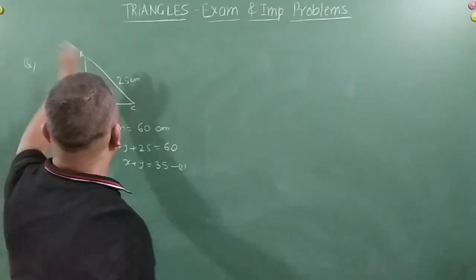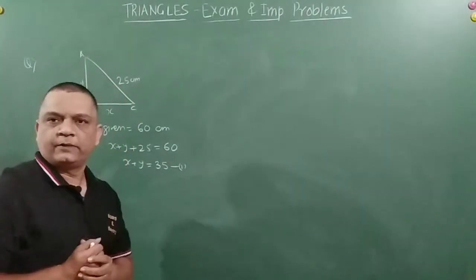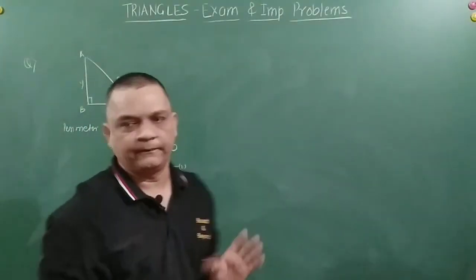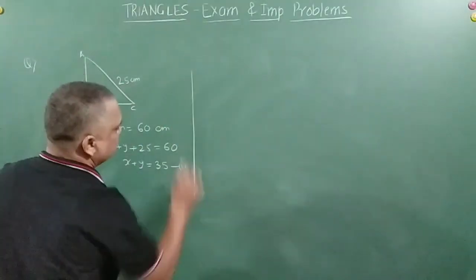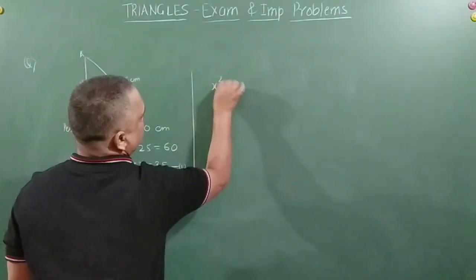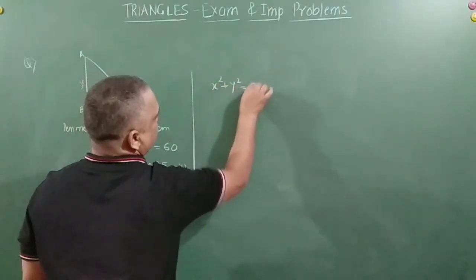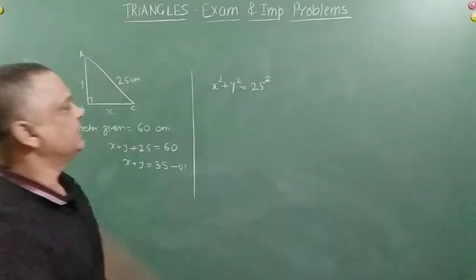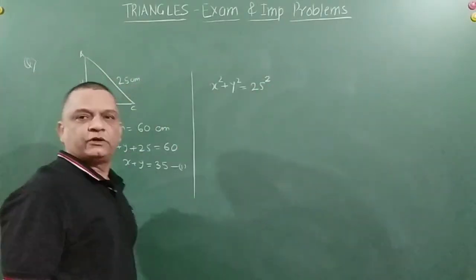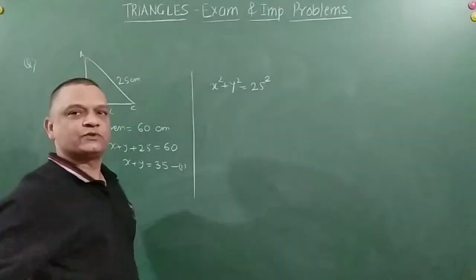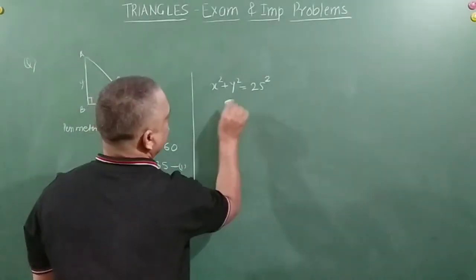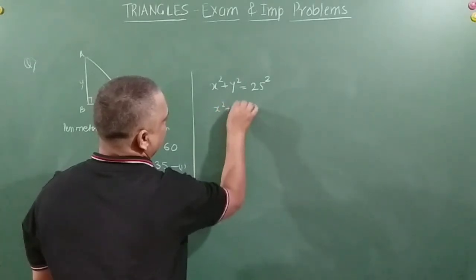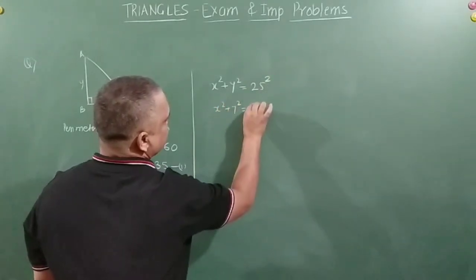Now, using Pythagoras theorem, can we write here x square plus y square is equal to 25 square? Correct, no friends? X square plus y square is equal to 25 square. I have just taken it down. You should write in the examination using Pythagoras theorem: x square plus y square is equal to 25 square. Right? Which says that x square plus y square is equal to 625.